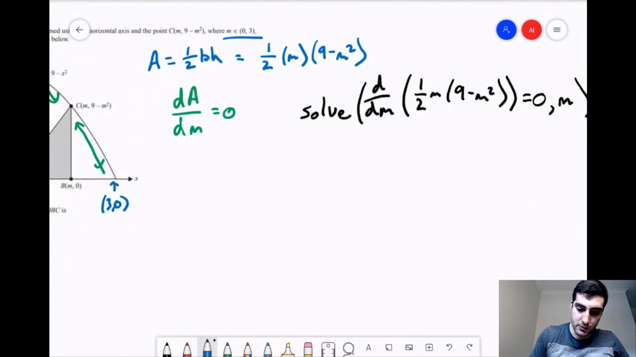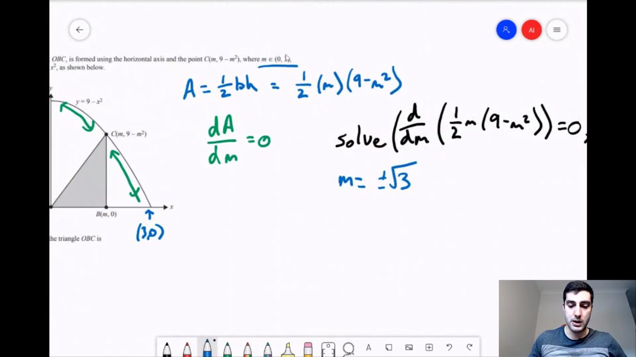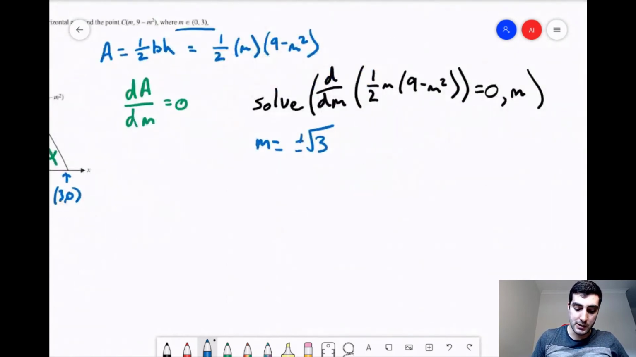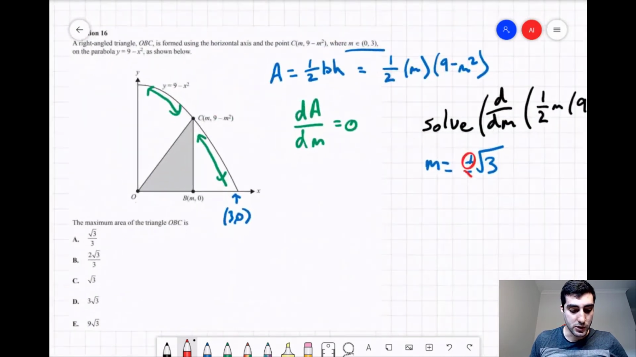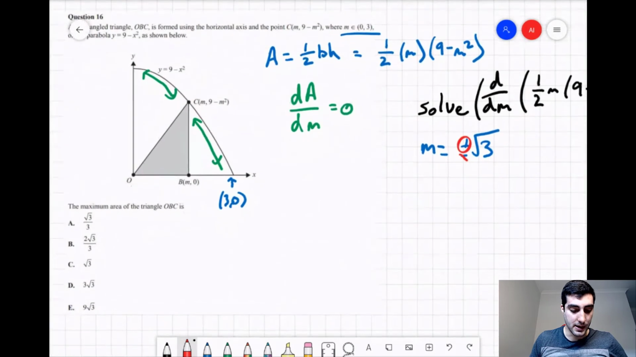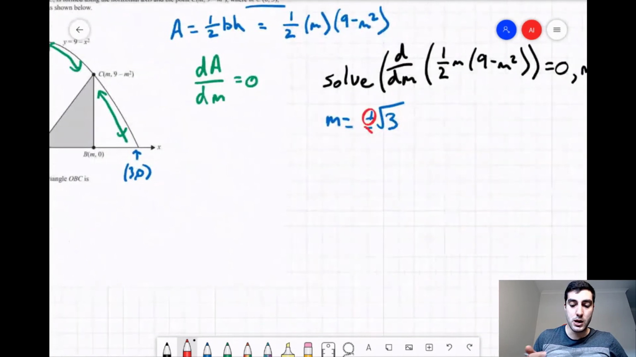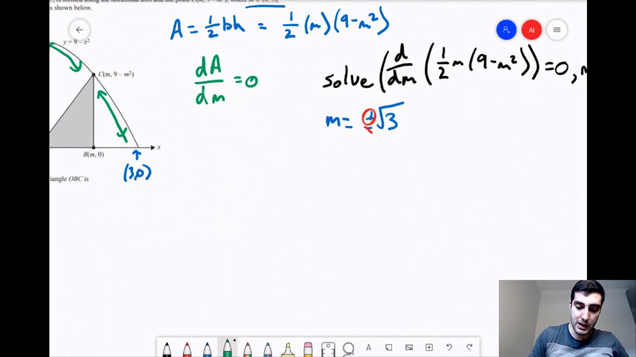Now this provides us with two solutions. We've got m is equal to plus or minus the square root of 3, but we know since m is between 0 and 3, we would just be using the positive square root, and we can get rid of that minus. Now we're almost there. The last part of this question, reading what we're looking to find again, is the maximum area. So we know when the maximum area occurs, but not the maximum area itself. So all that we have left to do is sub in the square root of 3 into the area function.